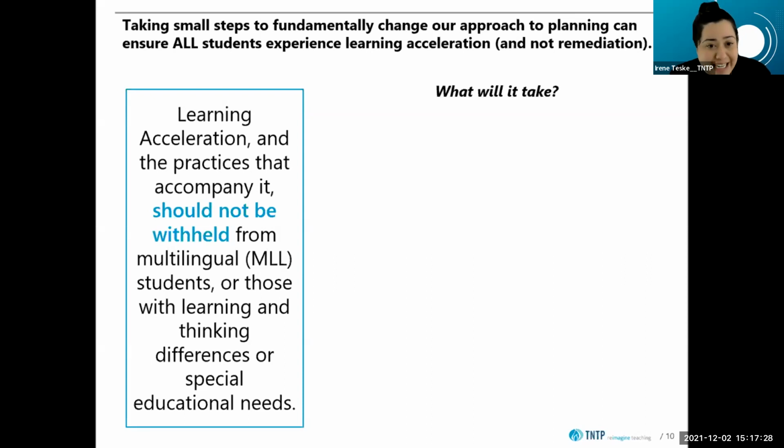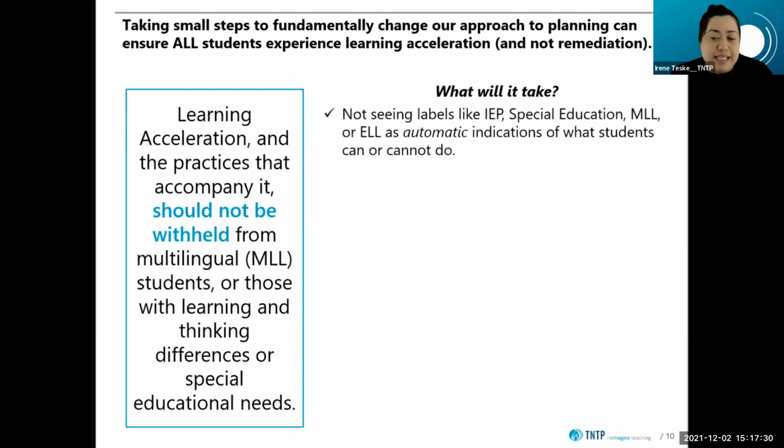So what will it take to ensure that students experience learning acceleration? Well, first, we want to make sure that we're acknowledging learner variability and going beyond labels of students and assuming that that's an automatic indication of what students can or cannot do, meaning that our instruction is instead driven by data and evidence of student work.